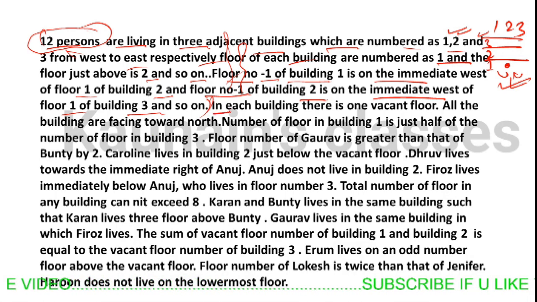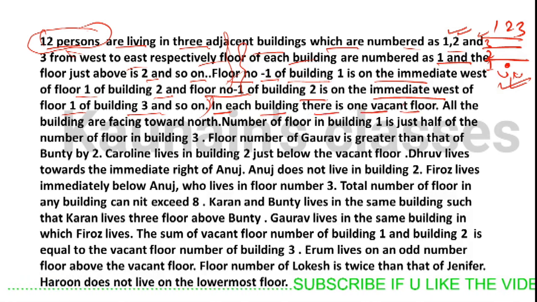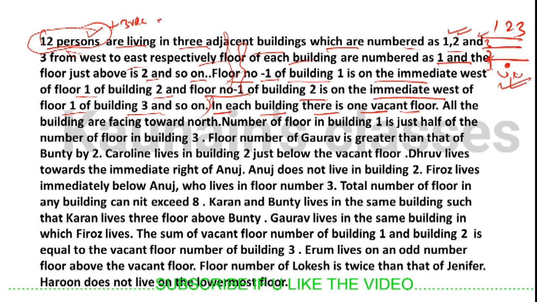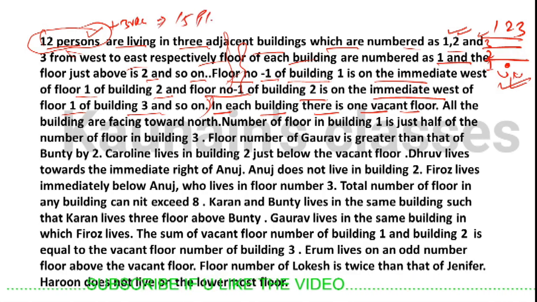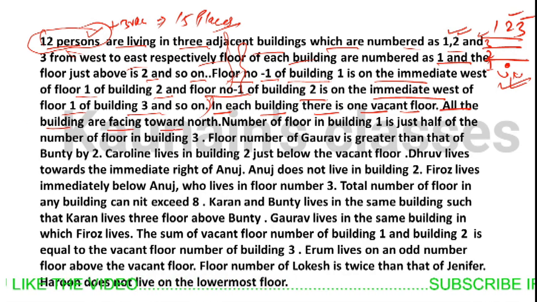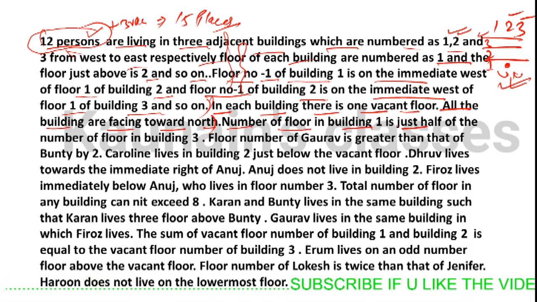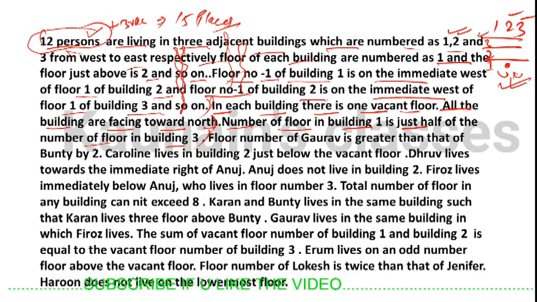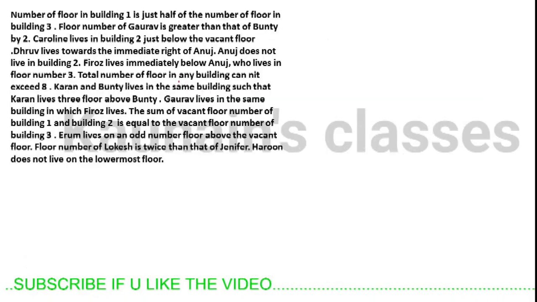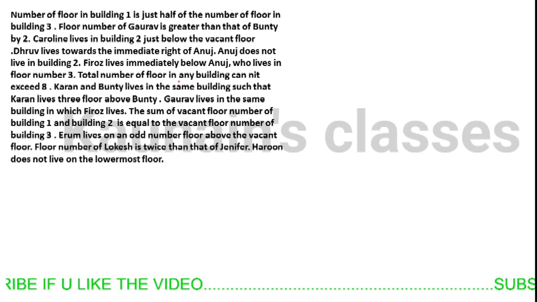Okay, let's move further. In each building there is one vacant floor, so there are 12 persons plus 3 vacant floors, so in total we need 15 places in these 3 buildings. Okay, all the buildings are facing towards the north. The number of floors in building 1 is just half of the number of floors in building 3, so I need space to write the hints. So what I'm doing, I'm removing this basic informative part, and we will be noting down the basic hints, the main hints.